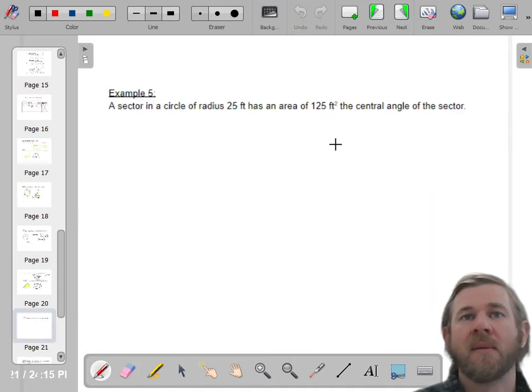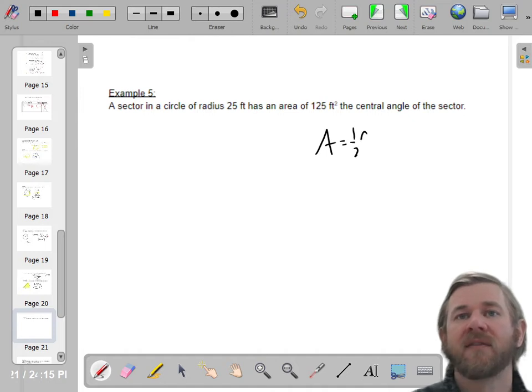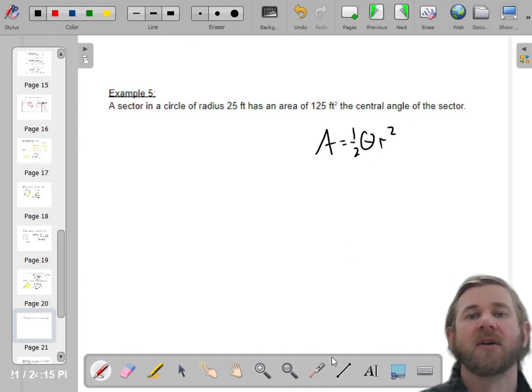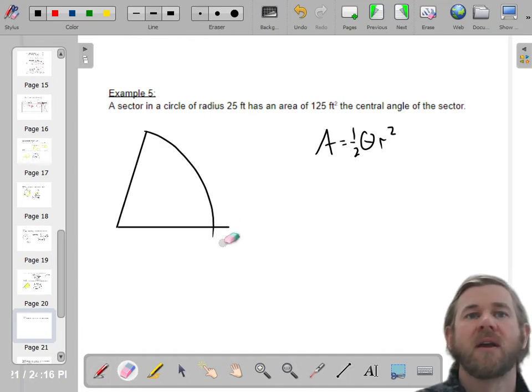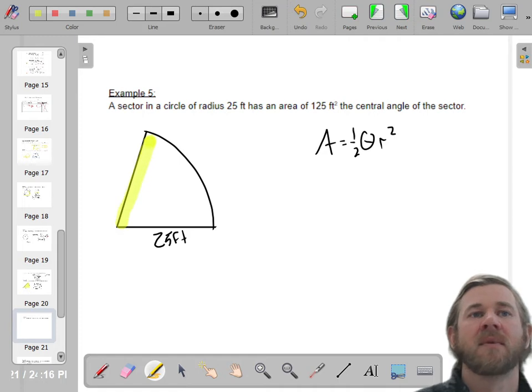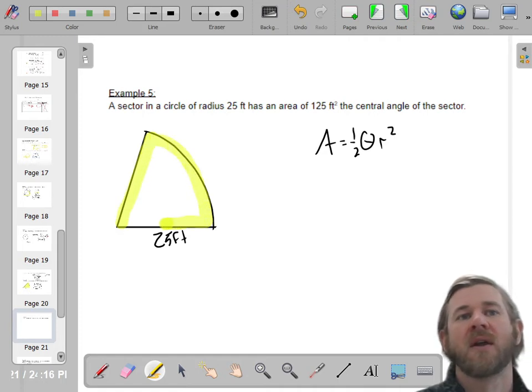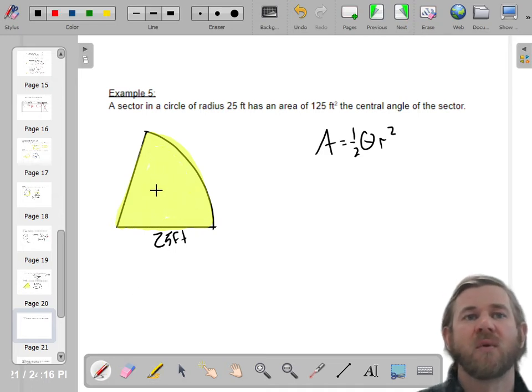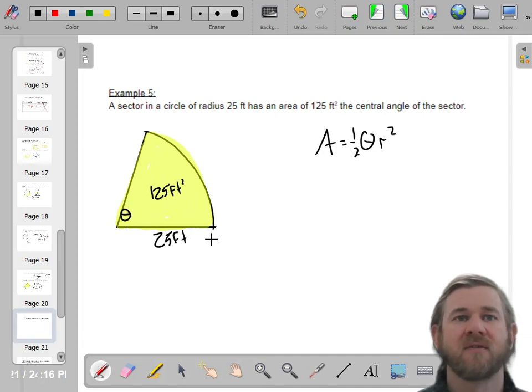Try another one. Remember the formula is area is 1/2 theta r squared. So I'll draw a sector. Okay, something like this. I don't know if this is to scale at all. I don't care either. I know that the radius is 25 feet, and I know the area in this problem. So this is what I know: 125 feet squared. But what I don't know is theta, and that's what I'm asked to find, the central angle.